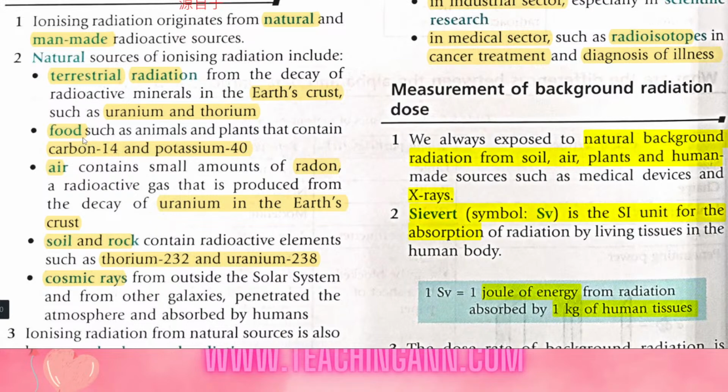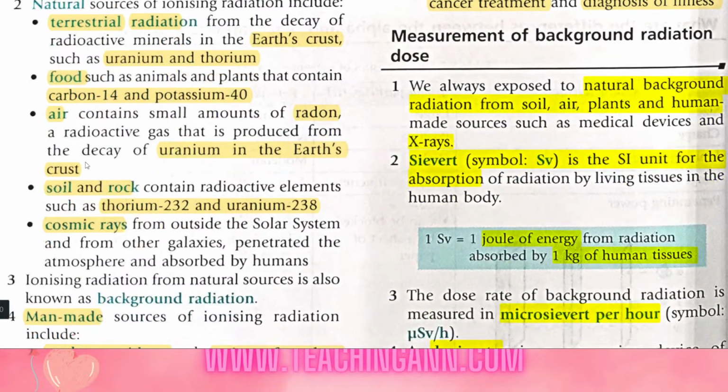And then the other thing is food, such as animals and plants that contain carbon 14 and potassium 14. I want to tell you, you and me all contain carbon 14 and potassium 14 because they exist in nature. Probably after 2000 years, somebody digs us out and checks our carbon 14. Then they say, hey, this body is like 2000 years old. Okay, now next one.